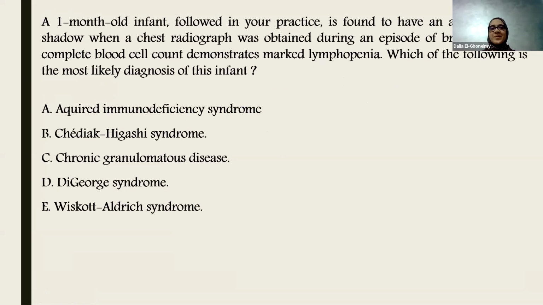He presented with an absent thymic shadow on chest radiograph, which was detected when a chest radiograph was obtained during an episode of bronchiolitis, and the complete blood count demonstrated marked lymphopenia. Of course, marked lymphopenia and thymic aplasia or absent thymus go with a diagnosis of DiGeorge syndrome definitely.